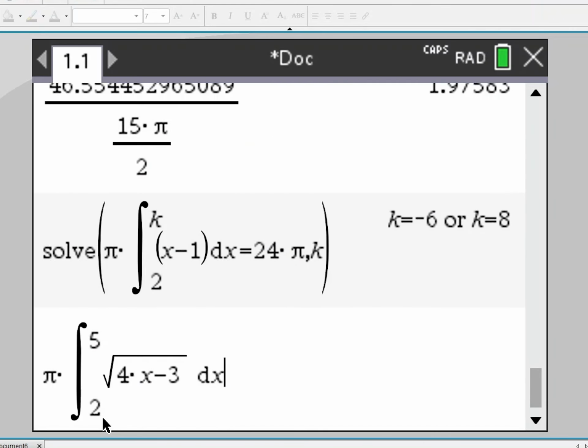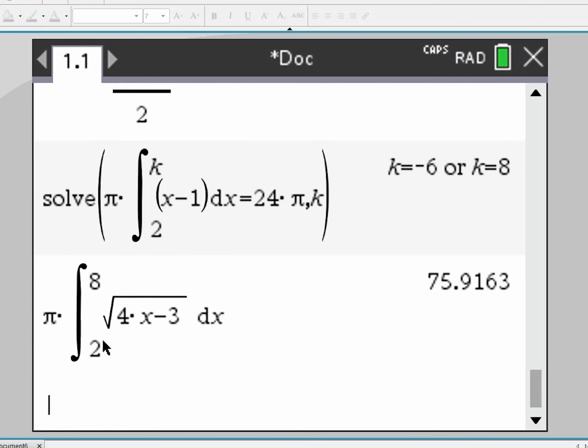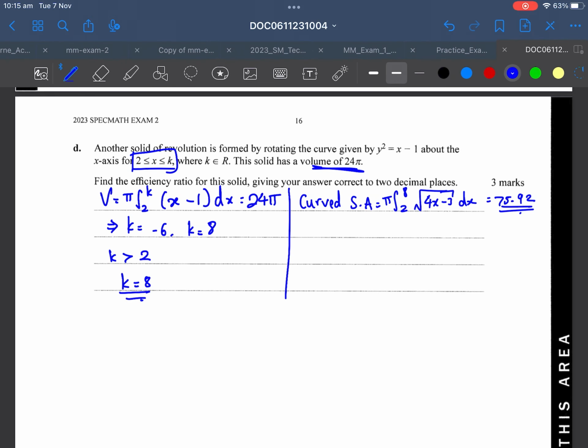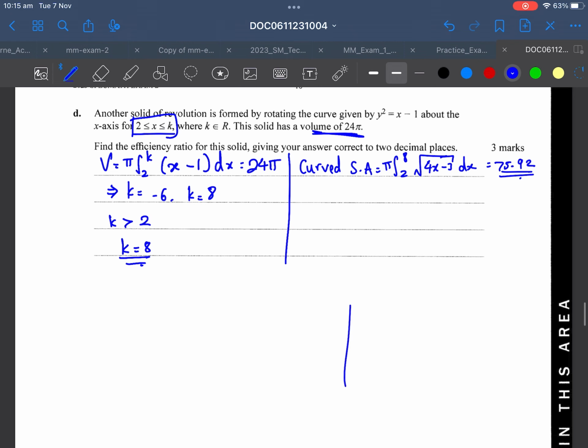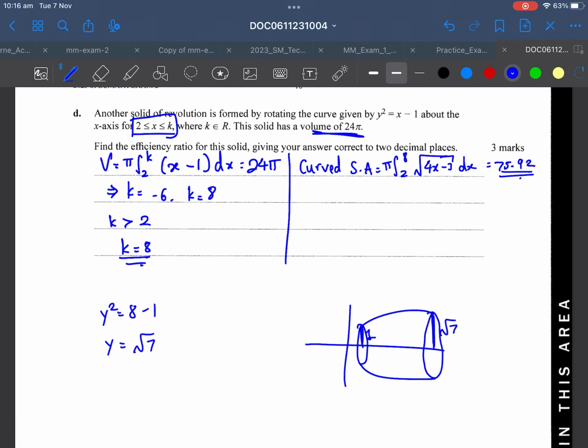I'm just going to copy this integral down, change it to 8. So 75.92. And now we have to find the circles as well. So again, our graph is going to look like this. So we are looking at these two circles over here. This one would be the same with the radius of 1. This one would change because our domain has changed. So now our maximum is 8. So y squared equals 8 minus 1, so y equals root 7. So it's going to be root 7.